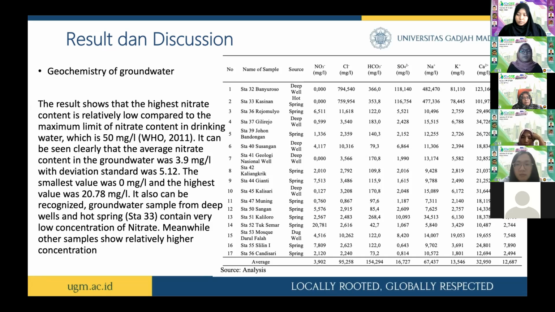20.78 milligrams per liter. It can also be recognized that the groundwater samples from the deep well and hot spring at station 33 contain a very low concentration of nitrate, which is 0 milligrams per liter, meanwhile other samples show relatively higher concentrations of nitrate.